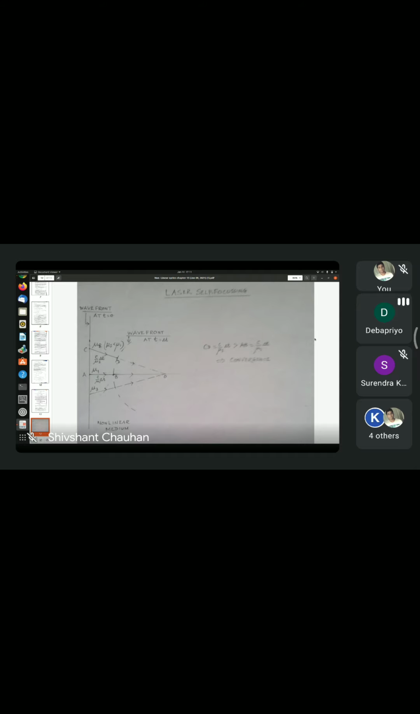So what happens to the wavefront? The wavefront is the surface over which you have the same phase everywhere. Now, because the peripheral portion of the beam travels faster, it travels a larger distance in a given interval of time delta t than the central region. So how can you then have a surface with a constant phase? You can have a surface with a constant phase if the surface becomes curved.